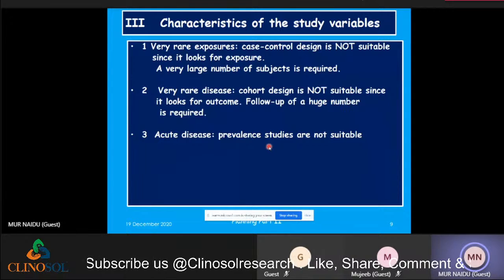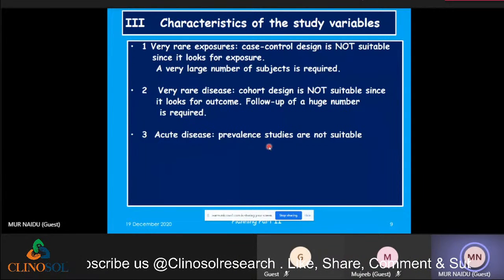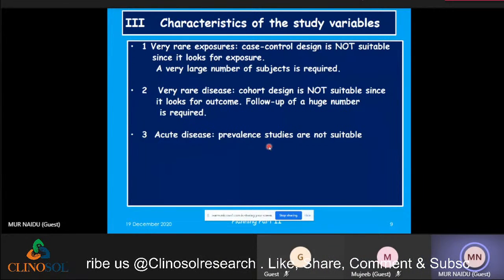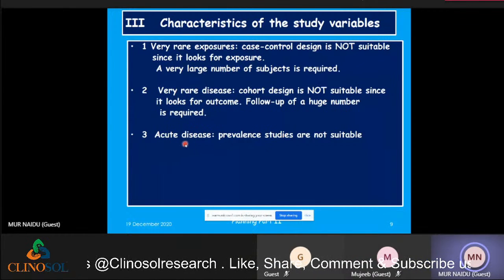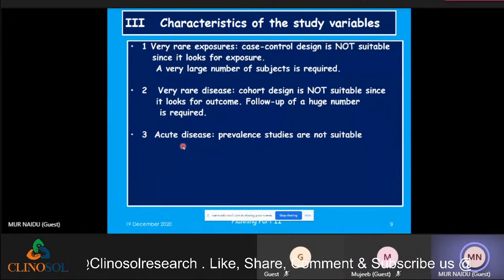Suppose I do the survey in the community, I may not get enough number of patients. So if I design a prevalence study where the disease is acute and very short lasting, it is a wrong way of doing this study.